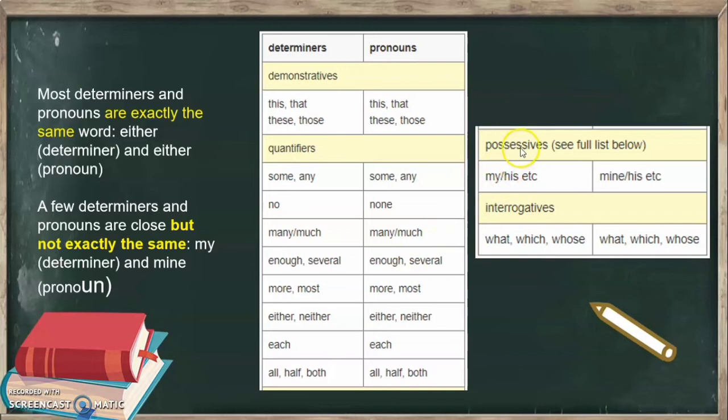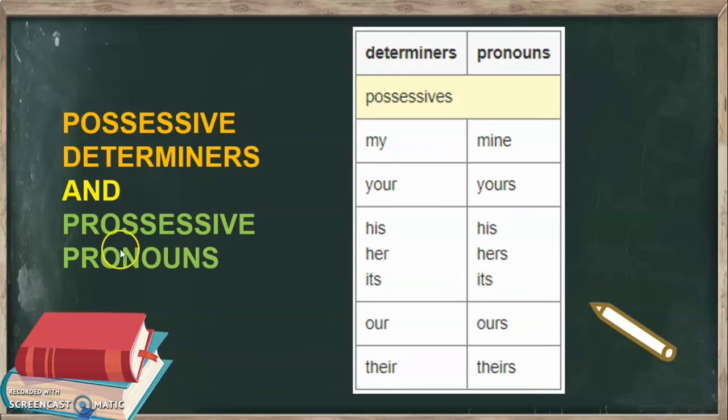Now the possessives. See, they're different. My, his, etc. Mine, his, etc. Interrogatives, they're the same, right? So there are words that are the same. It can be both a determiner and a pronoun. There are words that are not the same, especially for possessives. Possessives are different. My, mine. Determiner, my. Pronoun, mine. Possessive determiners and possessive pronouns.